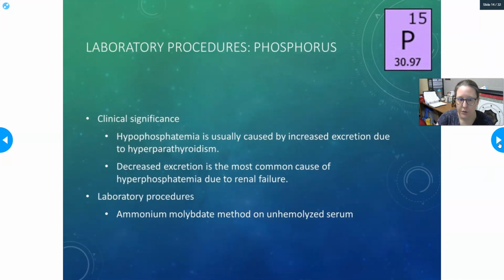So the clinical significance of phosphorus: hypophosphatemia, or low phosphate levels in the blood, is usually caused by increased excretion due to hyperparathyroidism. Again, because the parathyroid hormone will help you retain calcium and dump phosphorus. So low phosphorus, hyperparathyroidism makes sense. Decreased excretion is the most common cause of hyperphosphatemia, so levels that are too high, and that would be mostly due to renal failure. So the kidneys are failing before they can excrete properly, and phosphorus is staying behind in the blood. The lab procedure is usually an ammonium molybdate method on unhemolyzed serum.